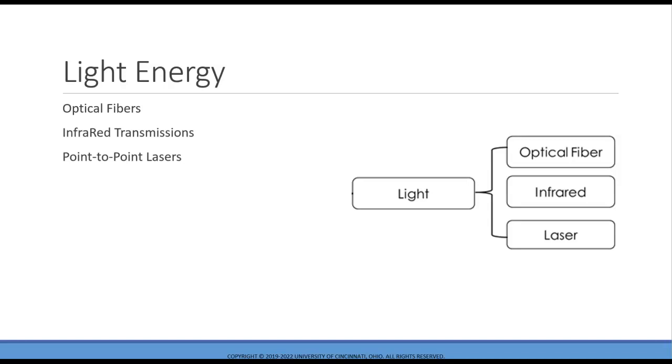According to our taxonomy, there are 3 forms of media that use light energy to carry information. They are optical fibers, infrared transmissions, and point-to-point lasers. Before talking about how light energy is used in data communication, let's review how light behaves.